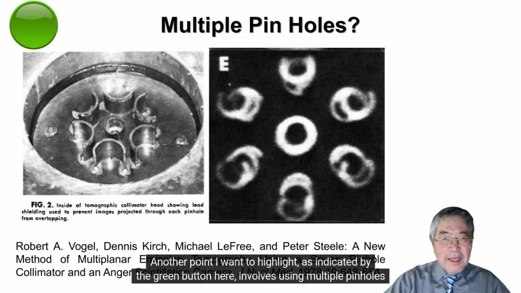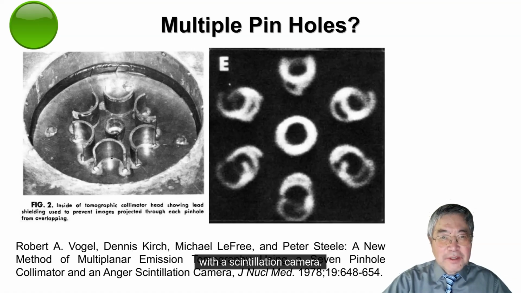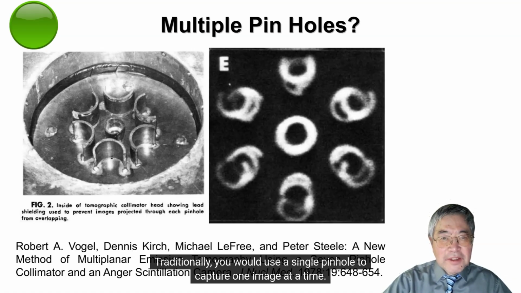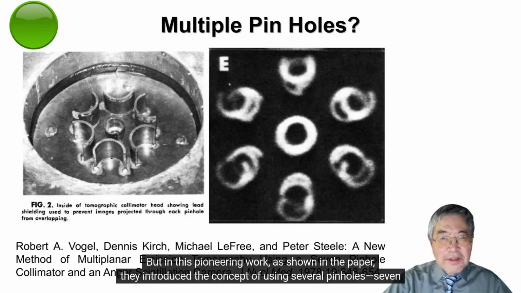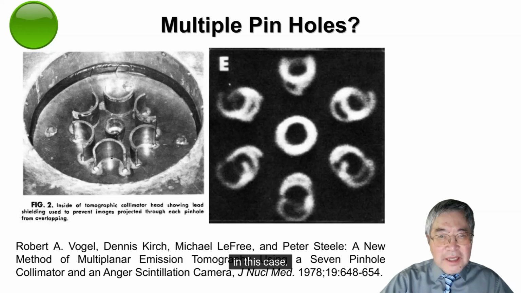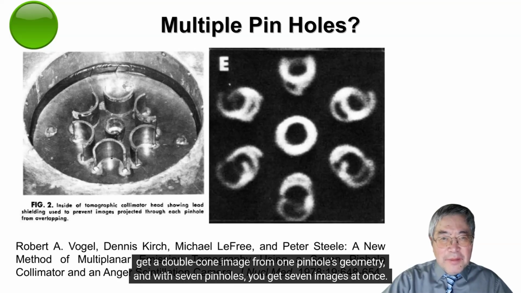Another point I want to highlight, as indicated by the green button here, involves using multiple pinholes with a scintillation camera. Traditionally, you would use a single pinhole to capture one image at a time. But in this pioneering work, as shown in the paper, they introduced the concept of using several pinholes, 7 in this case. Each pinhole forms a distinct image, producing multiple views of the target simultaneously. For example, you get a double cone image from one pinhole's geometry, and with 7 pinholes you get 7 images at once.